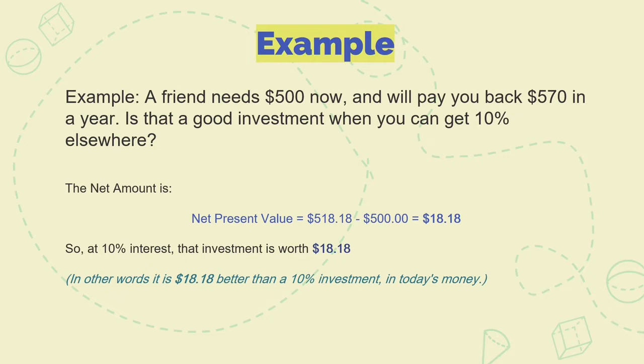Lastly, the net amount is the net present value, which is $518.18 minus $500, and you get $18. So at 10% interest, the investment is worth $18. In other words, it is $18 better than a 10% investment in today's money. So as the conclusion, it is a good investment for you.